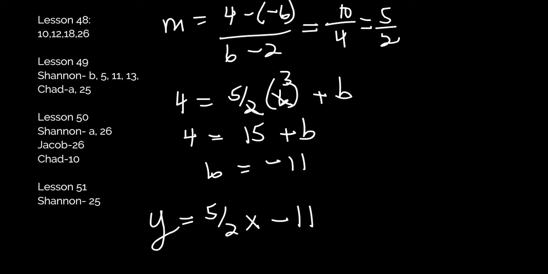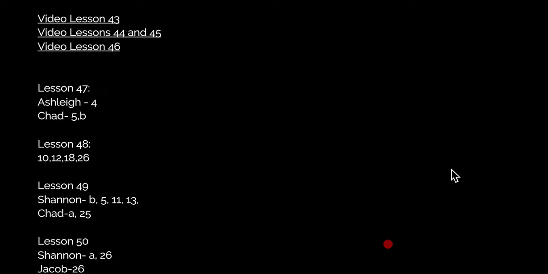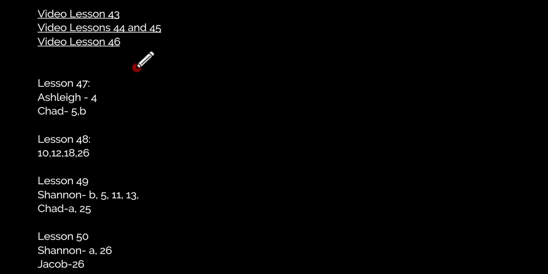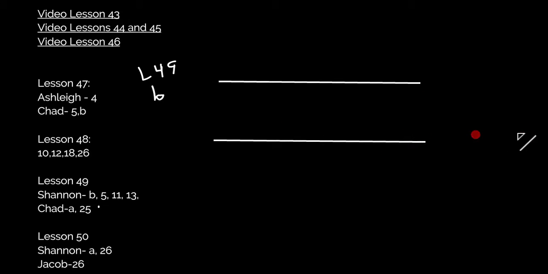We have to do B. Here we go. All right, so this is 49B. So we have some parallel lines going on. Some parallel lines, may as well draw some straight lines. Parallel lines cut by a transversal and then made into a triangle.